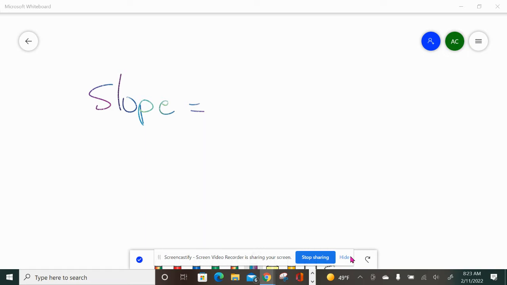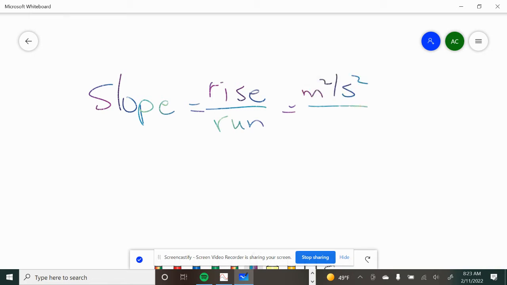So slope. What is slope equal to? Not the number, but just mathematically, what is slope? Yeah, it's y over x. It's rise over run, right? So it's our y values divided by our x values. What are the units on our y value? Our y-axis, what were the units? Meters squared per second squared. What were the units for our x value? Meters. So what are the units for our slope? Meters per second squared.